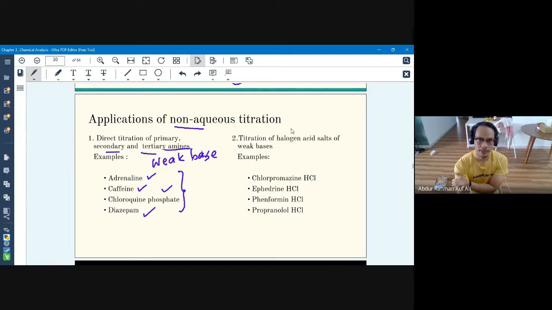If the API is a weak acid, for example chlorpromazine hydrochloride, ephedrine, phenformin and propranolol, we can use non-aqueous titration as well. So use the indicators and solvents that were written and that we saw earlier. Okay, so that's it for acid-base titration.